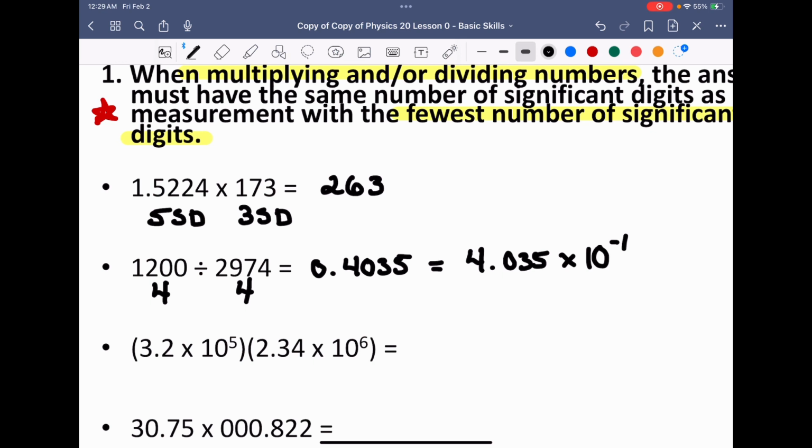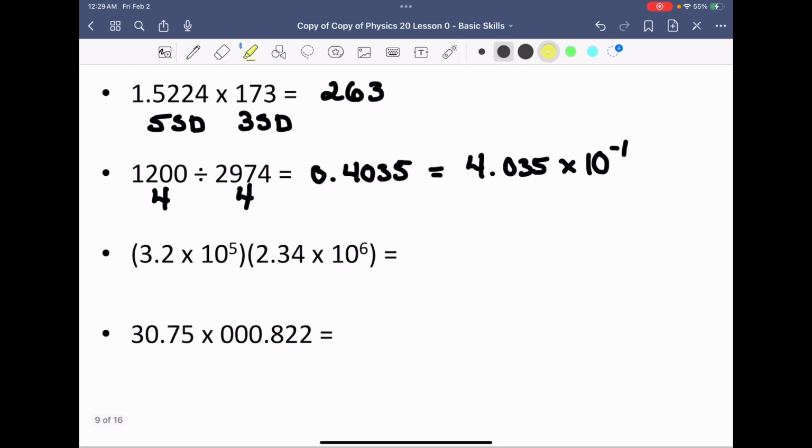It should have a negative. In terms of the next one, remember, we always look at the base. So we have 2 significant digits and 3 significant digits, and therefore my answer is only going to have 2. I'm going to write this as 7.5 times 10 to the power of 11.